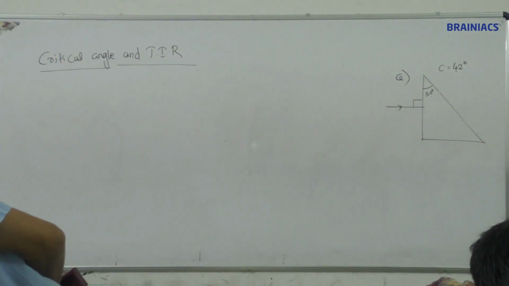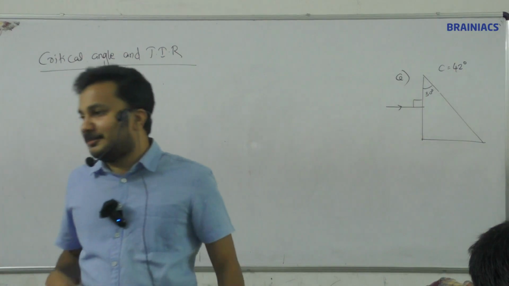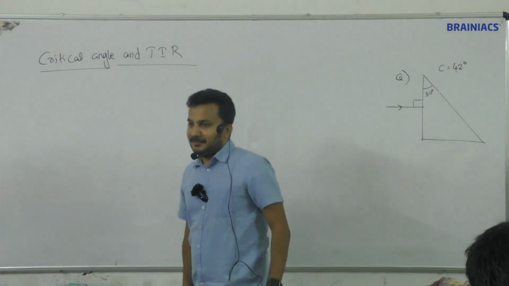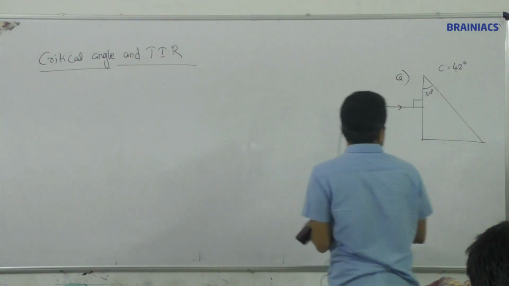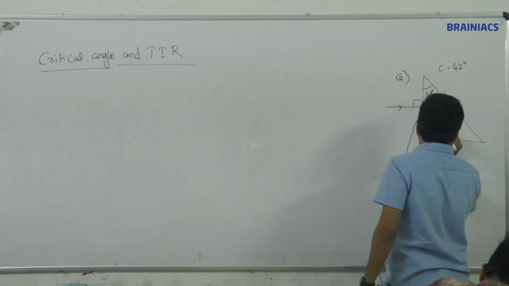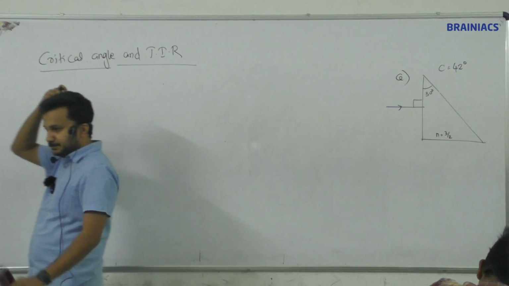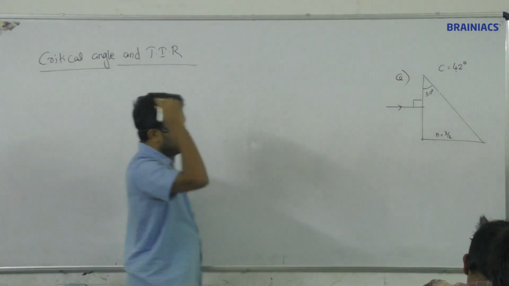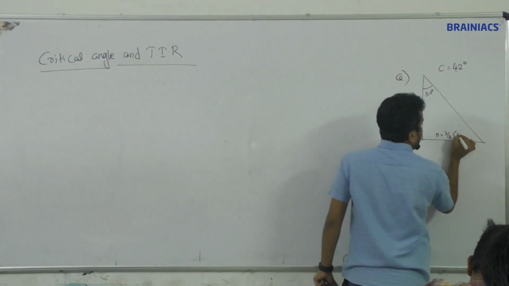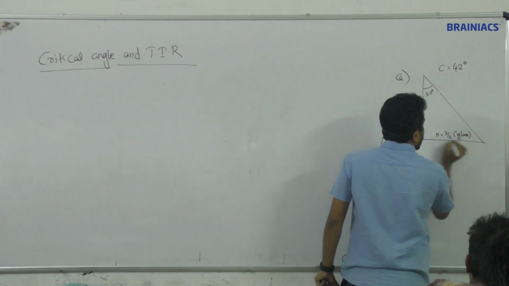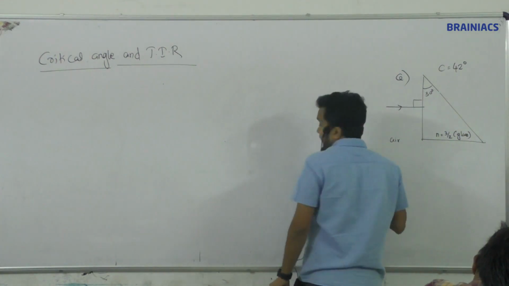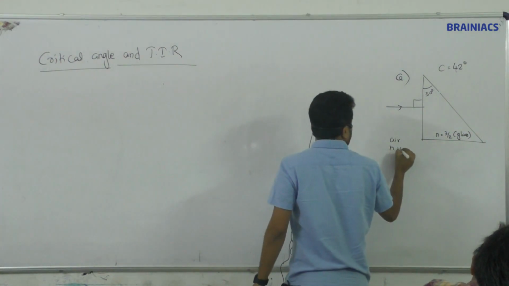The refractive index of the glass. Why is the refractive index of the glass needed? Okay, I will give n equal to 3/2 for the glass material. If you want something, n is equal to 3/2. This is for the glass medium. Maybe this is required here.